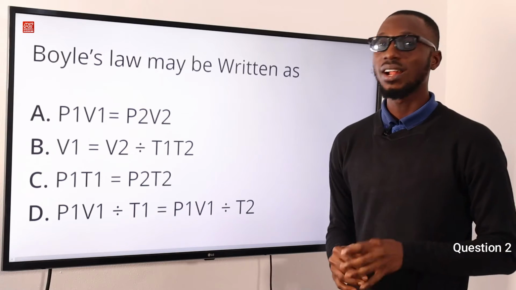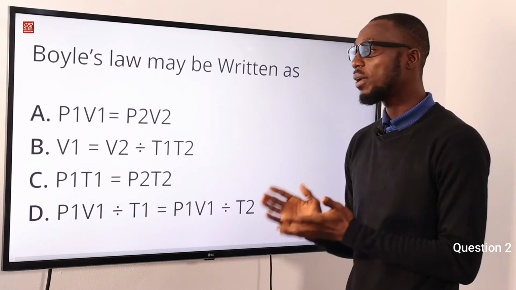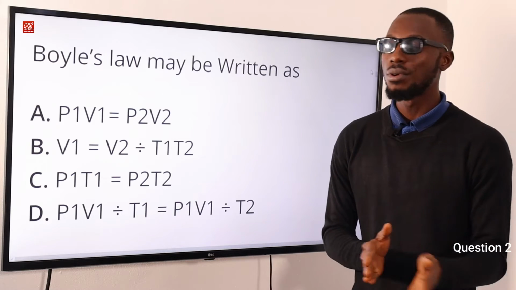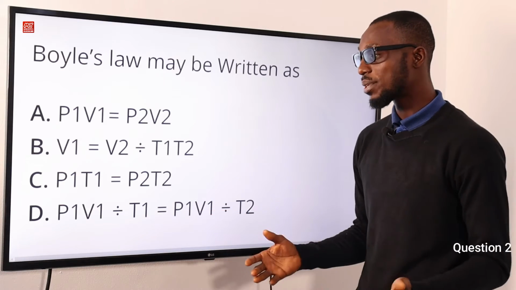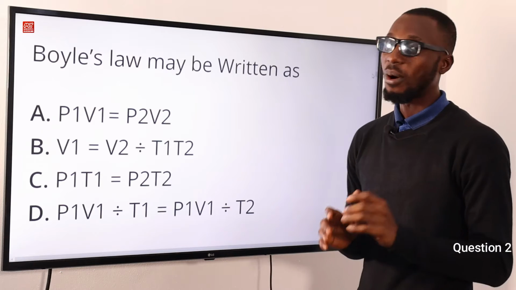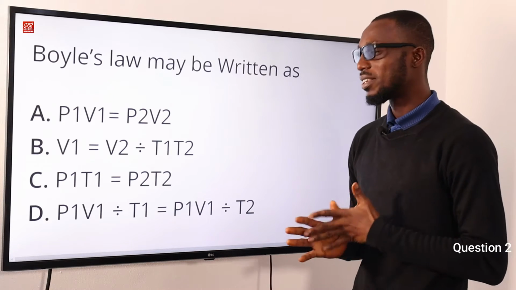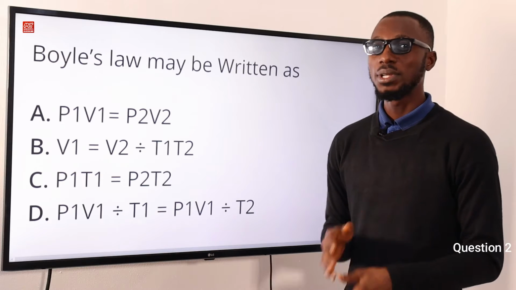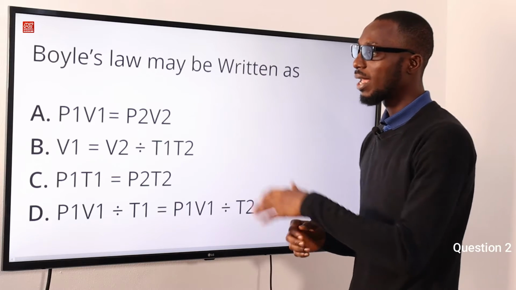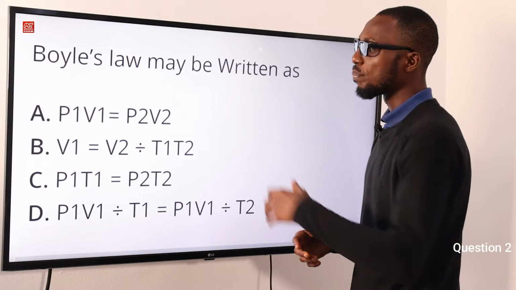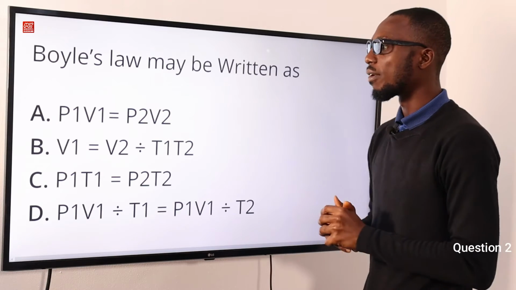Option B would have been a close representation for Charles' law. Remember, that is V1 over T1 equals V2 over T2. Option D is giving you a kind of crafty representation of the general gas equation, P1V1 over T1 equals P2V2 over T2. So the correct option here is option A, P1V1 equals P2V2. Pressure and volume is a very good representation of Boyle's law.